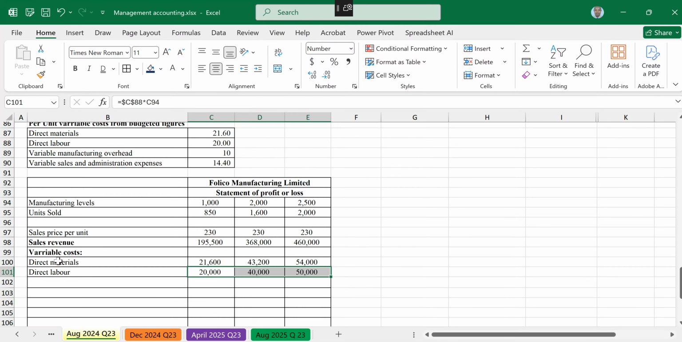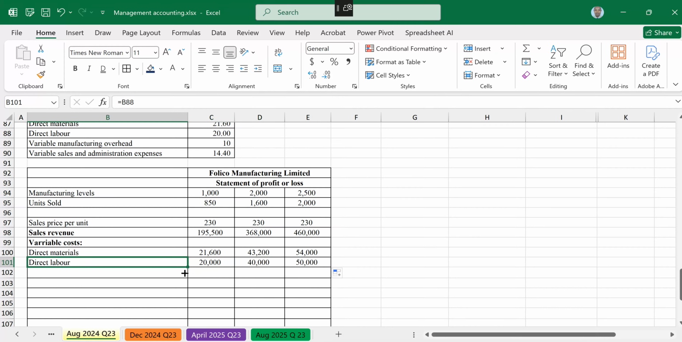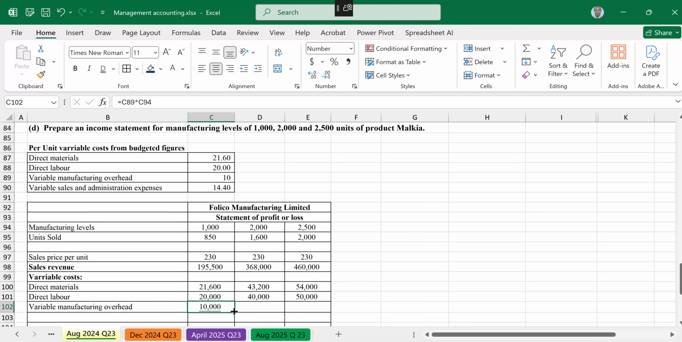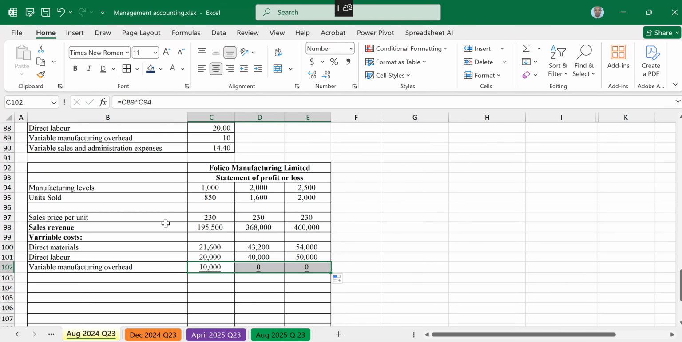From direct labor, the other one is what? Variable manufacturing overheads. Variable manufacturing overheads will be equal sign 10 times the manufactured units, that will be 10,000. Is there any other variable? Variable sales and administration. The one that follows is variable sales and administration. Don't leave that out.